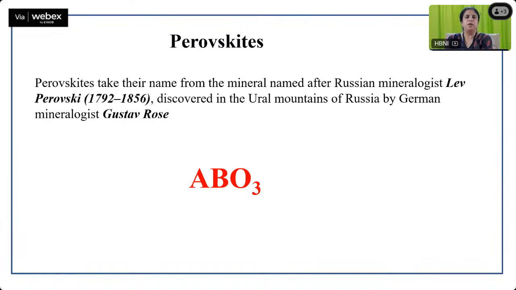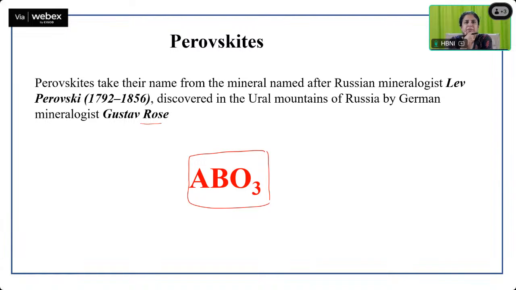Okay, first one of them, the one that is probably one of the favorites of material scientists or solid state chemistry, and so myriad functionalities, are perovskites. I'm sure most of you have heard of it. The general formula for perovskites is ABO3. They take their name from the mineral, named after the Russian mineralogist Lev Perovsky, but they were discovered by Gustav Rose in the Ural Mountains of Russia.